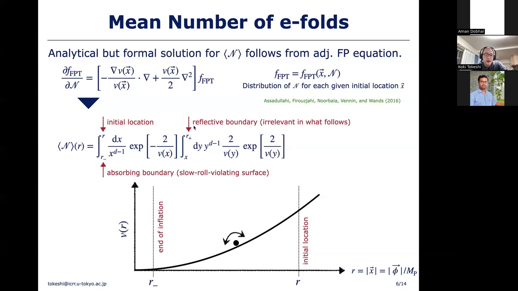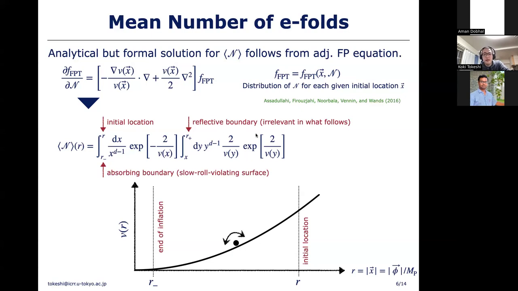And here I must explain the two boundary conditions, because those two boundary conditions appear in this expression since the adjoint Fokker-Planck equation is of second order in the spatial variable, the fields. The first boundary condition is the absorbing boundary, which is located at the end of inflation surface. Here I'm assuming that once the inflaton field touches this absorbing boundary, it never goes back to the inflation region. And the other boundary condition is the reflective boundary, which is often placed, formally, in some cases.